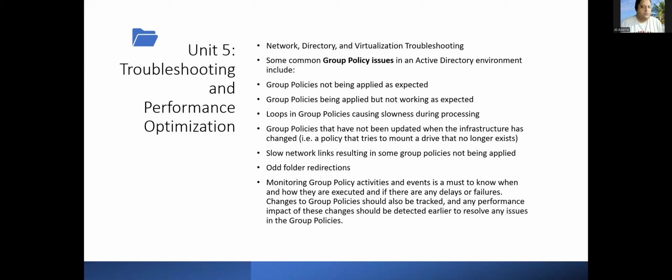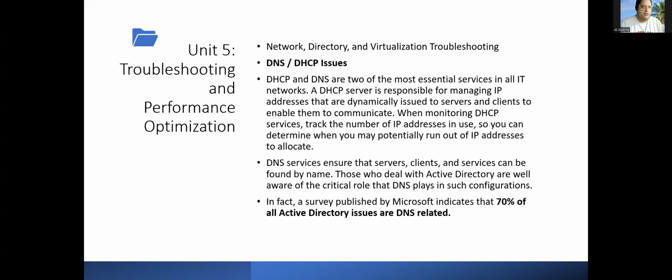You see it for network troubleshooting. One second, guys. All right, so DNS and DHCP issues. DHCP and DNS are two of the most essential services in all IT networks. The DHCP server is responsible for managing IP addresses that are dynamically issued to servers and clients to enable them to communicate. When monitoring DHCP services, track the number of IP addresses in use so you can determine when you may run out of IP addresses to allocate.